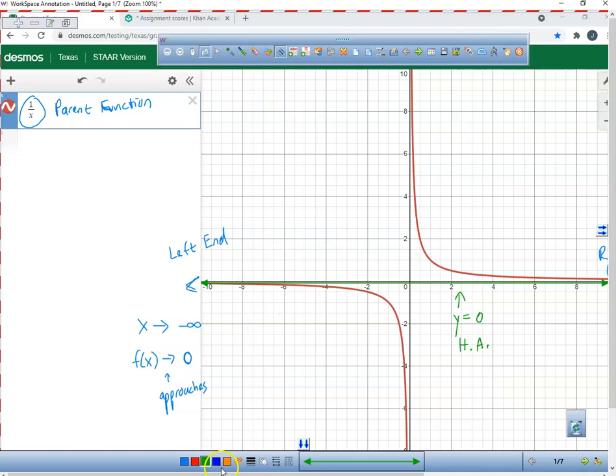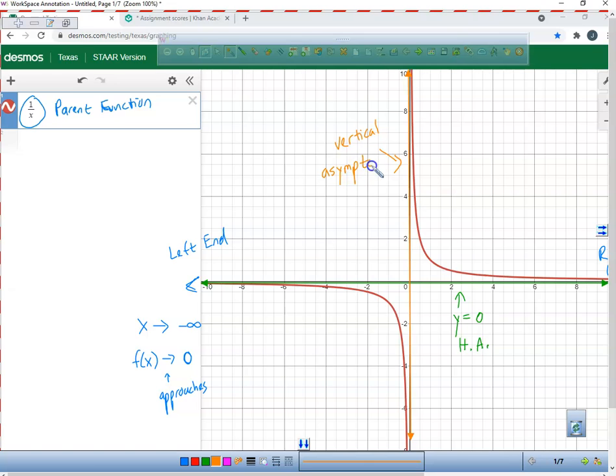Do you guys know what we call lines that are vertical and are asymptotes? Vertical asymptotes. So we have a vertical asymptote right here. I'll spell it one time. Vertical asymptote. Got to be aware of them. They're out there in the world. Asymptotes, that is.